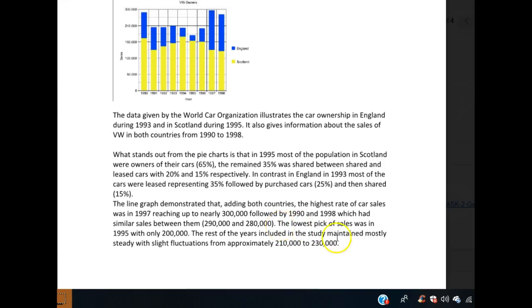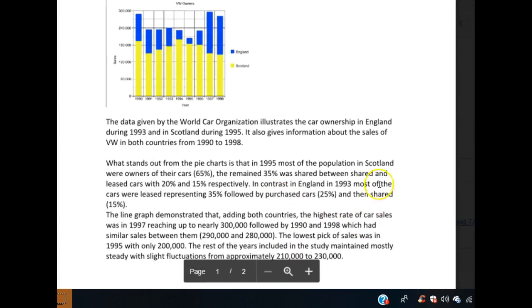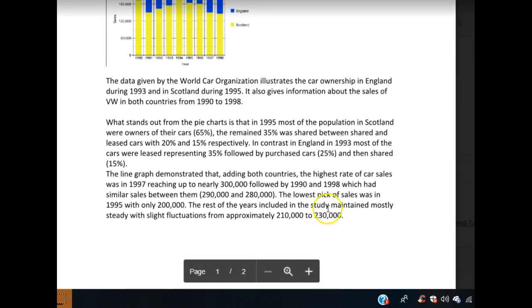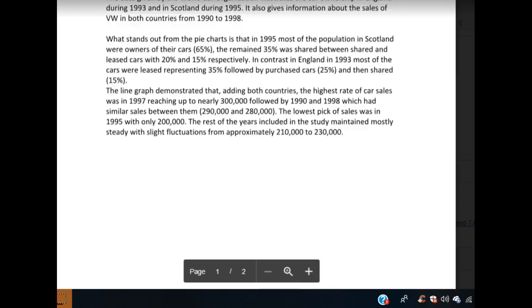The lowest peak, I think you mean peak, but we don't really talk about the lowest peak. The lowest point of sales was in 1995 with only 200,000. The rest of the years included in the study remained mostly steady with slight fluctuations from approximately 210 to 230,000.